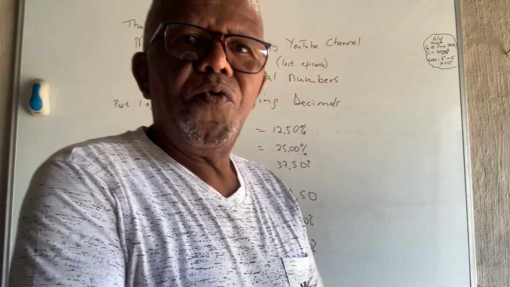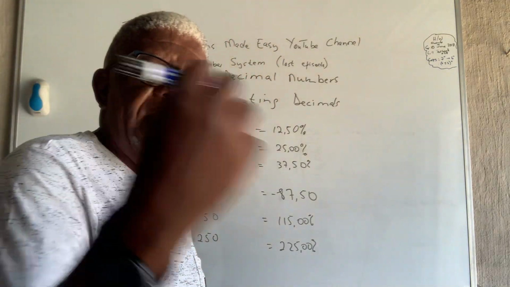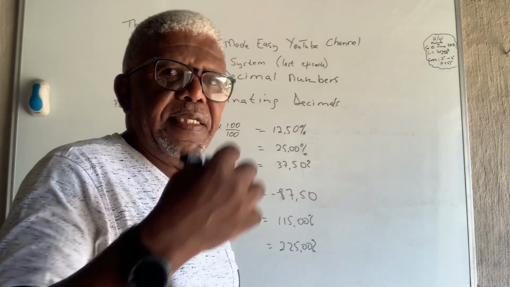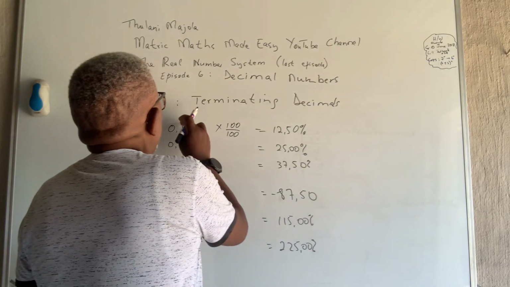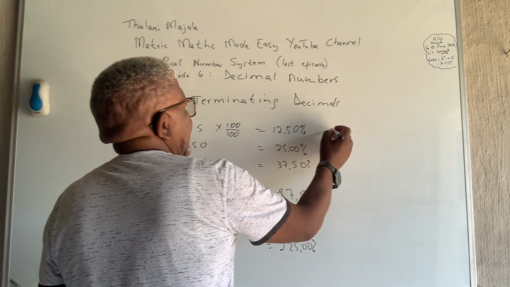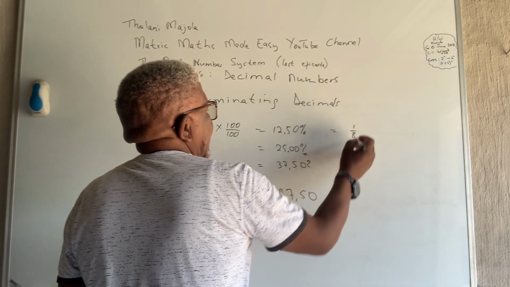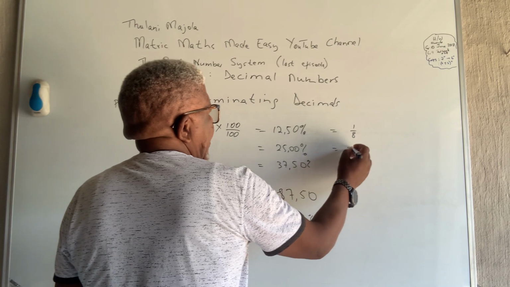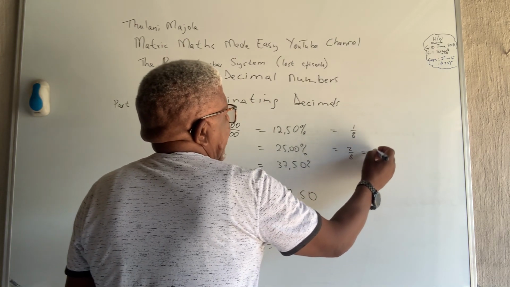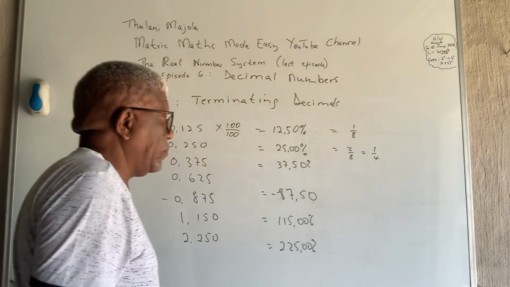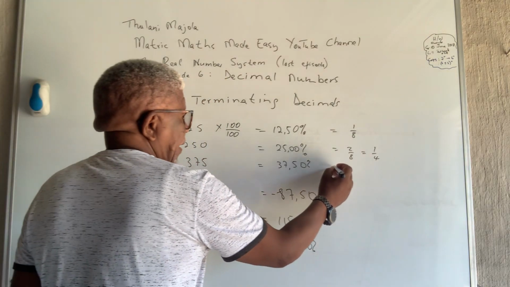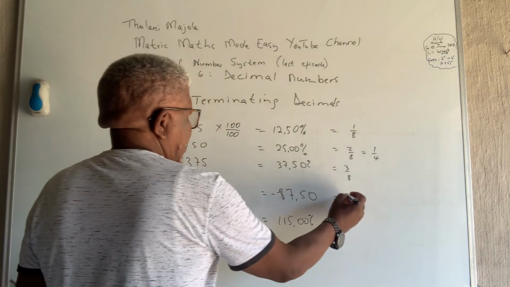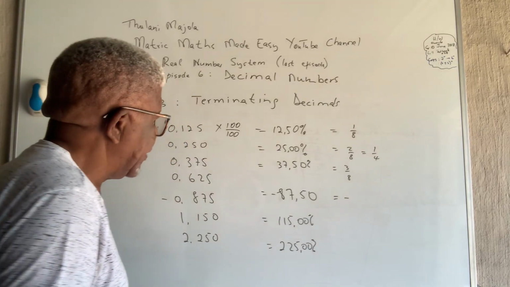But what I want to show is that these are rational numbers. A rational number is a number that can be represented as an integer over integer. So if we take 0.125, this is actually 1 over 8. 0.25 is 2 over 8, but you can write it as 1 over 4. 0.375 similarly is 3 over 8. This one would be negative 7 over 8.